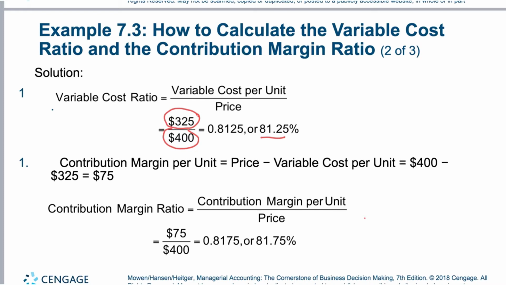And then here we have the contribution margin per unit is $75 per unit. And our contribution margin ratio is calculated as $75 over 400. And my friends, this is wrong. It is not 81.25%. 75 over 400 is going to be 100 minus 81.25, or 18.75%.